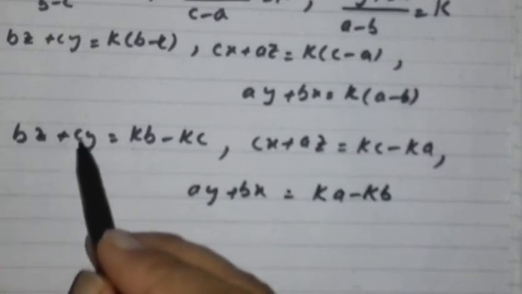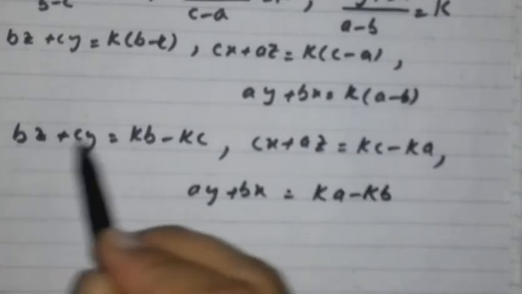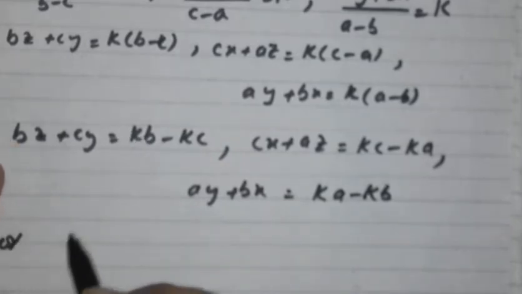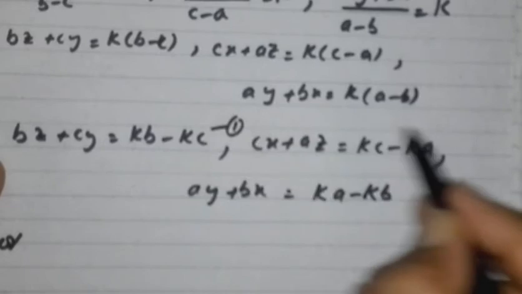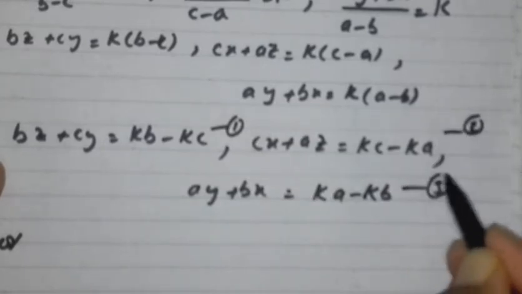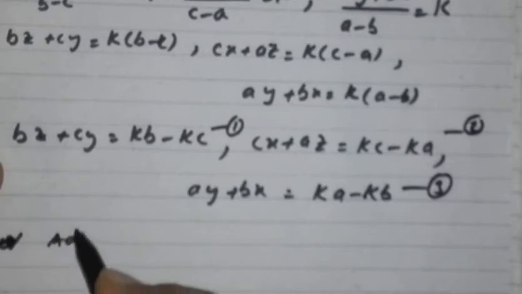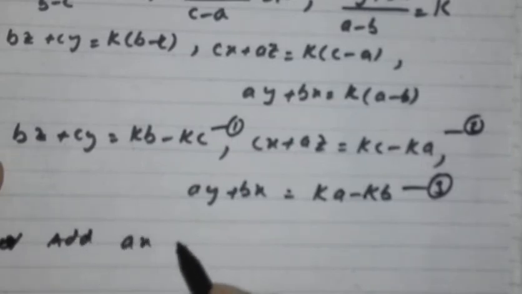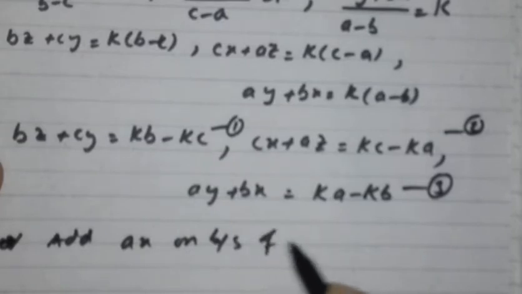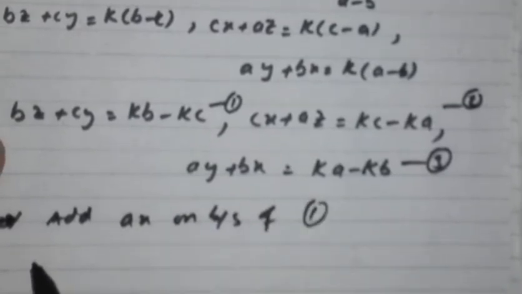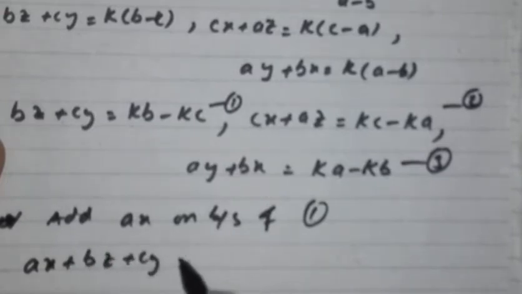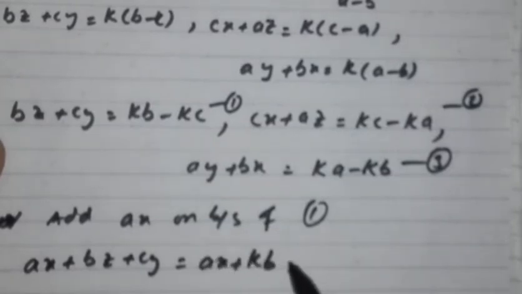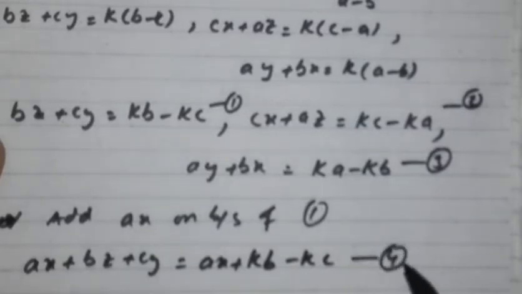Now look at here, bz, cy, so ax is missing, so add ax on both sides. Say this is 1, this is 2, this is 3. Add ax on both sides of equation 1. So what we get? ax + bz + cy = ax + kb − kc. Say this is equation 4.